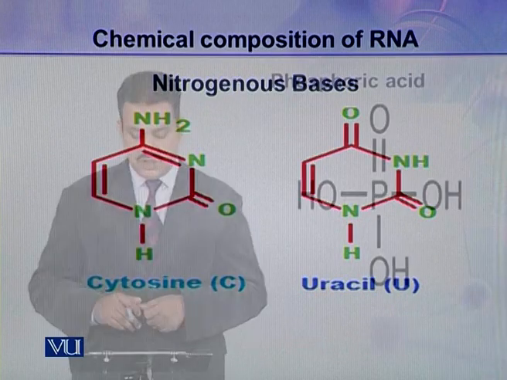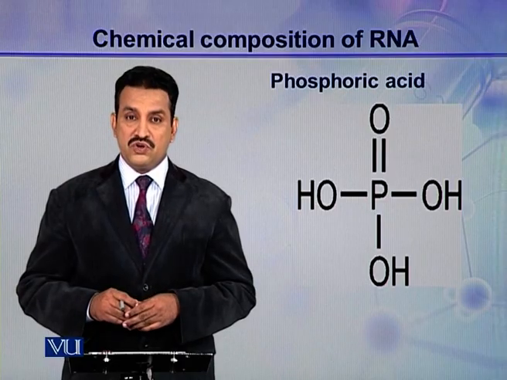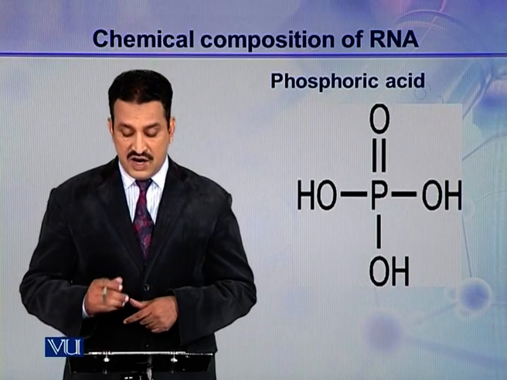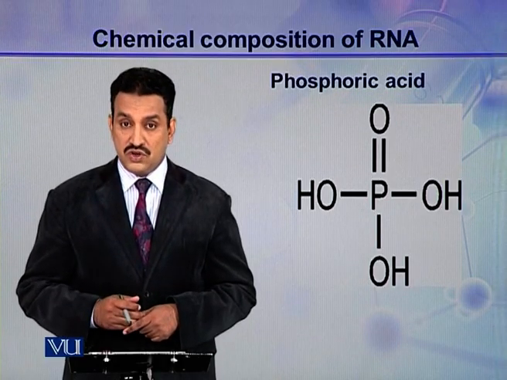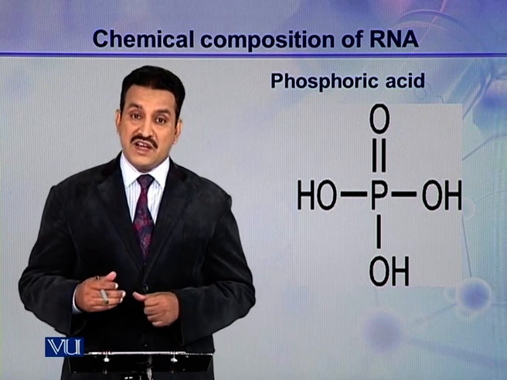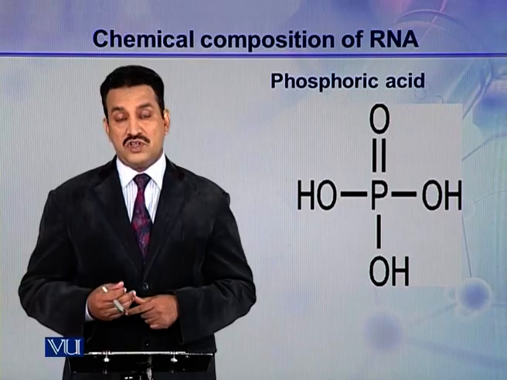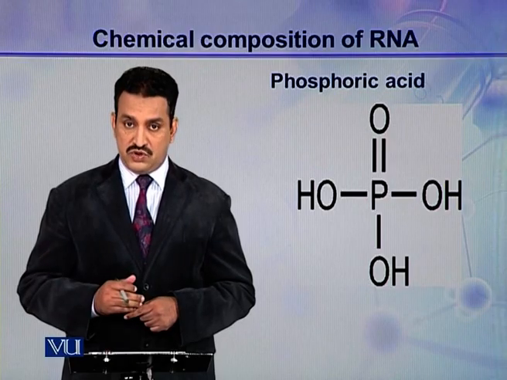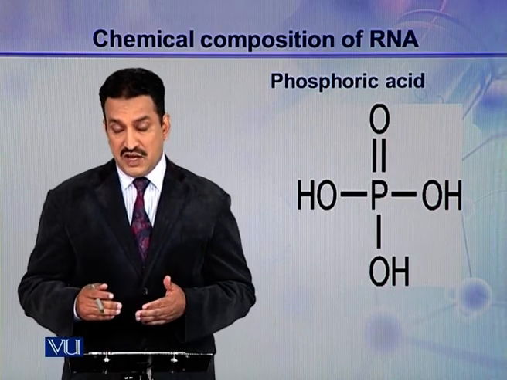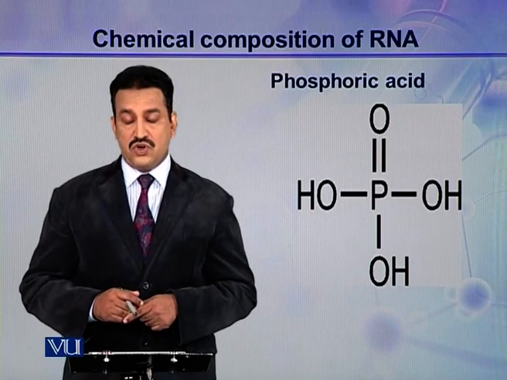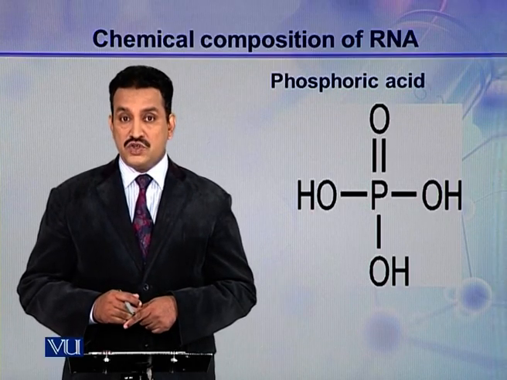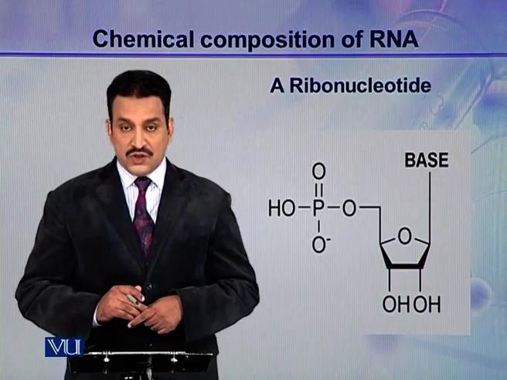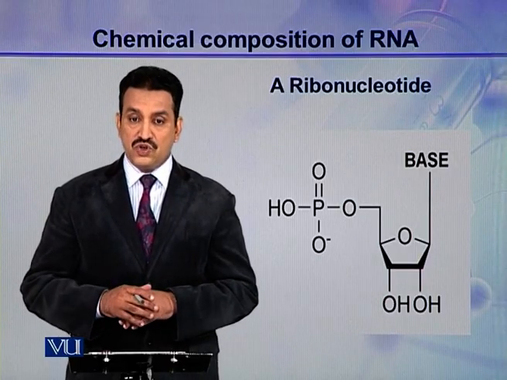The third component of a ribonucleotide is a phosphoric acid. Phosphoric acid, you can see, has 3 hydroxyl groups, and these hydroxyl groups have the ability to make ester linkages with the hydroxyl groups present on the pentose sugar, either ribose or deoxyribose. So ideally it can make 3 ester linkages, but normally in a polynucleotide chain, this phosphoric acid makes 2 ester linkages. So this is a complete ribonucleotide.